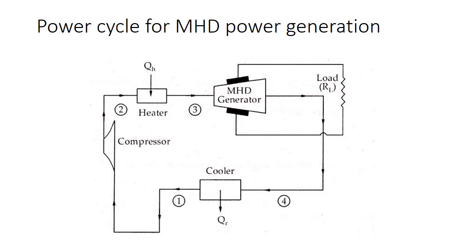This is a power cycle for MHD power generation, and across the two electrodes, the load, we are getting DC current, and this DC current can be converted to AC using an inverter. So these are the four cycles. These cycles will be explained in the next session, in the next slides.